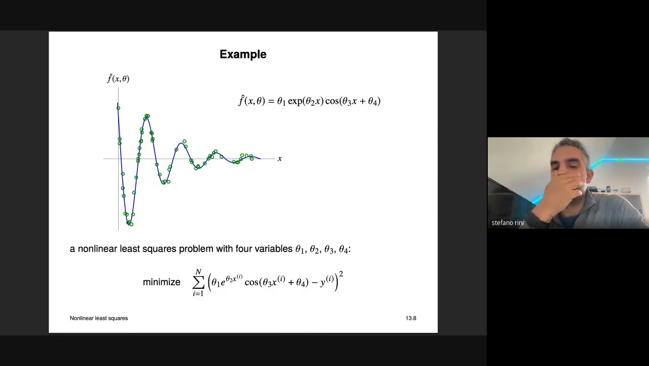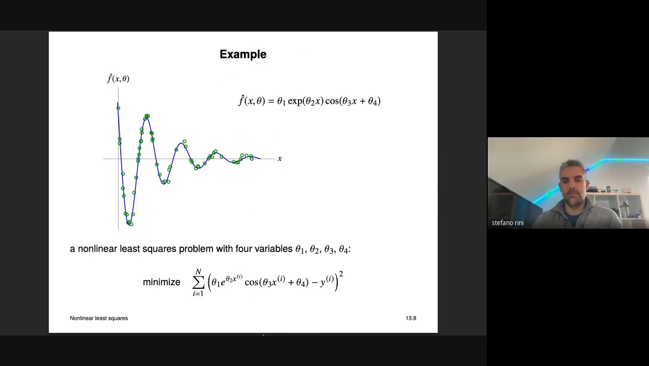Anyway, in this case, we are given all these green points as the dataset points. What we want to do is choose the parameter theta so that the observation is as close as possible to this parameterized damped exponential, damped trigonometric function. The way in which we measure the goodness of fit is through the L2 distance between the y hat produced by f hat and the true label y.